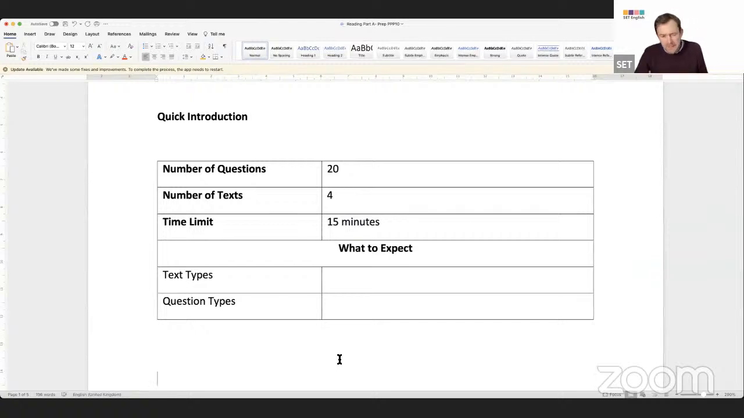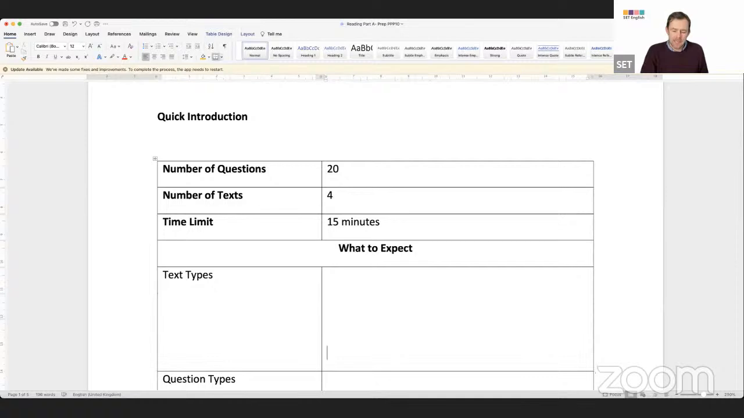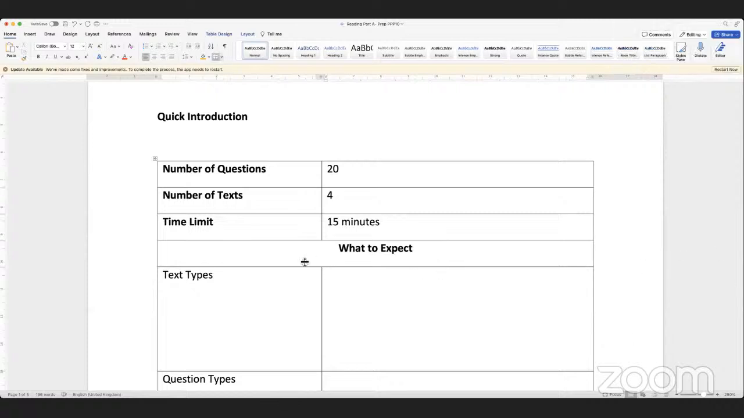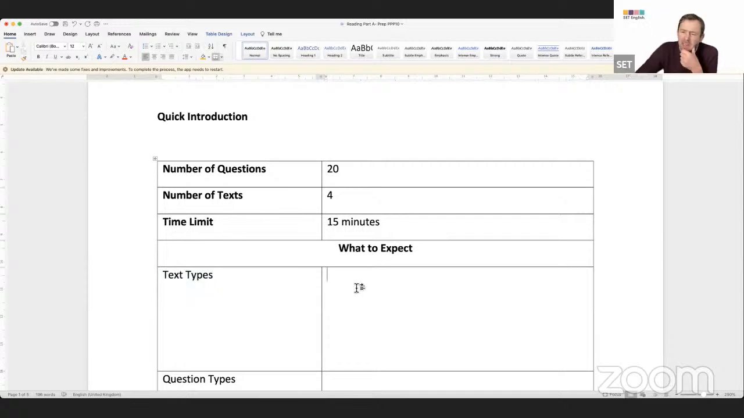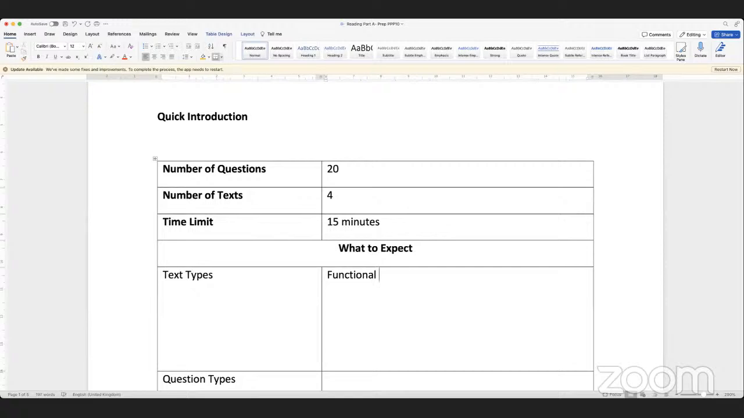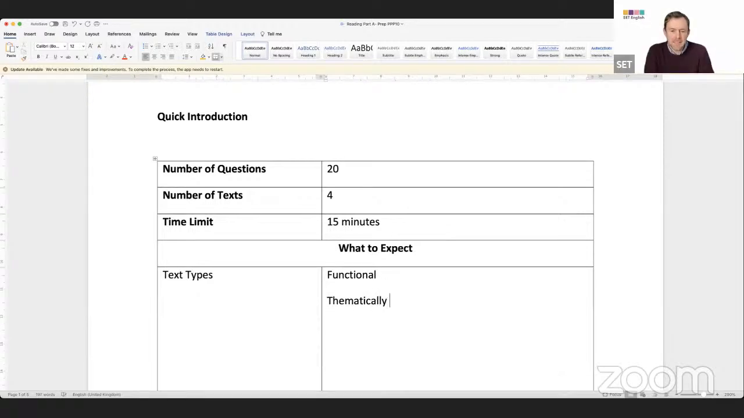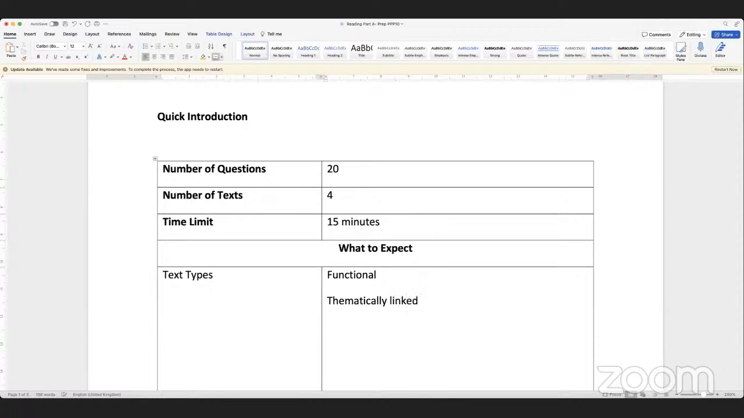So what to expect? Let's talk about what to expect. Text types. Petruza, are you there? Hello, Petruza? Kai, are you there? Yes, Paul. Hi, Kai. Tell me about the texts. What are they like? They're generally about one topic, for example, tetanus. Yeah, they're thematically linked. So what was your example then? For example, tetanus.